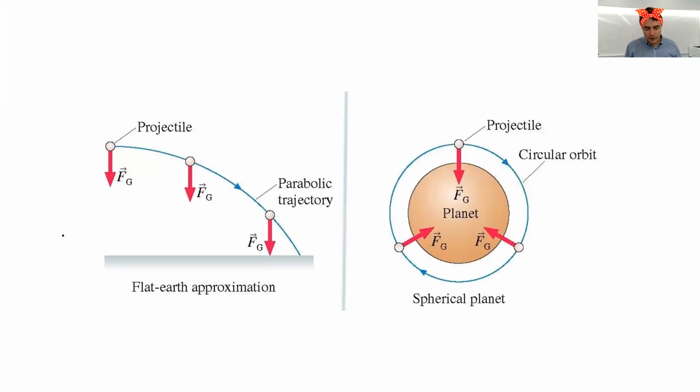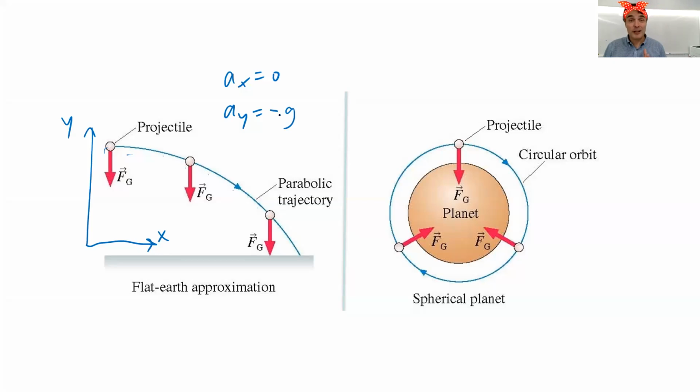Okay, so flat Earth approximation is that the force of gravity pulls you straight down. Okay, that's sort of what we've been assuming. You define this is your x, this is your y, and all that stuff. You know, a sub x is equal to 0, a sub y is negative g, all that stuff. That's called the flat Earth approximation. In real life, the Earth is a sphere, so the force of gravity is not in a constant direction.